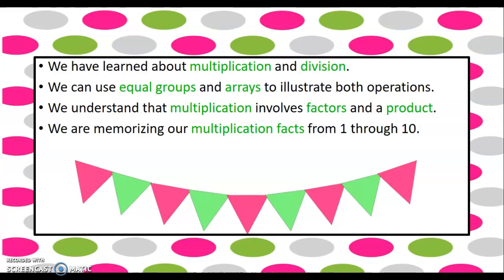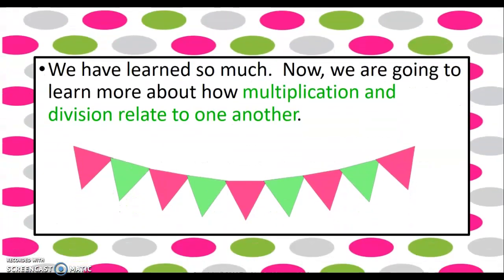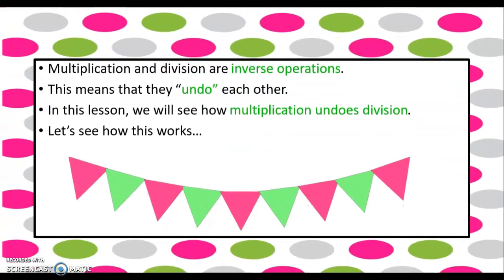So far, we've learned about multiplication and division. We can use equal groups and arrays to illustrate both of these operations. We know that multiplication involves factors in a product, and we are working on memorizing our multiplication facts from 1 through 10. We've learned so much, really have. Now we're going to learn more about multiplication and division and how they relate to one another.